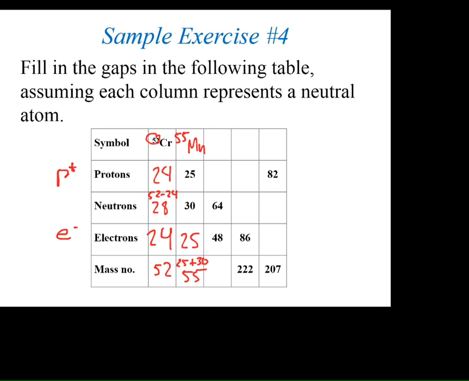Okay, so let me start filling it in here with you. So, first thing I'll probably do is say, protons. Well, protons are pretty easy to find if it's neutral, because it's the same as the electrons. So I would put a 48 in there. Mass number, well, it's going to be 48 plus 64, right? So 112, is that right? Yes. And then what's the element symbol up here? What is number 48? Cadmium. Cadmium what? 112. 112, right. Okay, yeah.